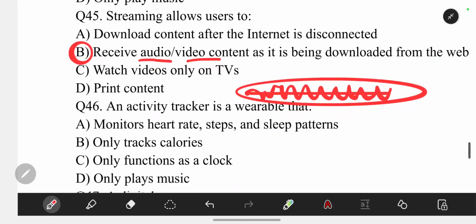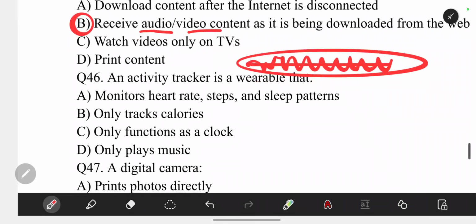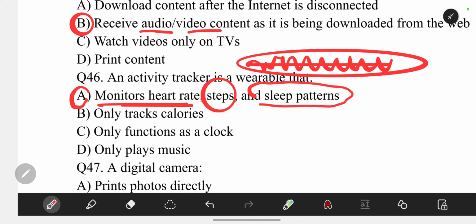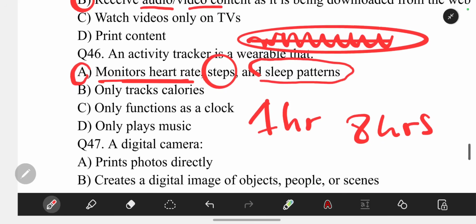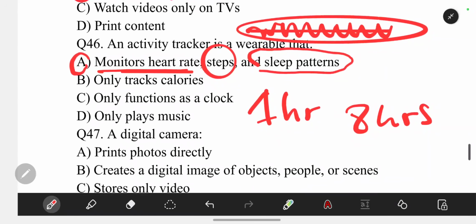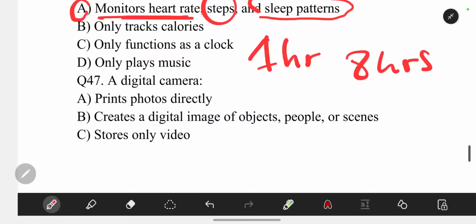Number 46, an activity tracker is a wearable. What are you doing during the day? It is used in monitoring the heart rate. How is your heart rate? It is used to monitor the steps, and it is used to see your sleeping patterns. Do you sleep for one hour? Do you sleep for 8 hours? And the number of steps. Are you walking the recommended number of steps? That is an activity tracker. It is mostly used for health purposes.